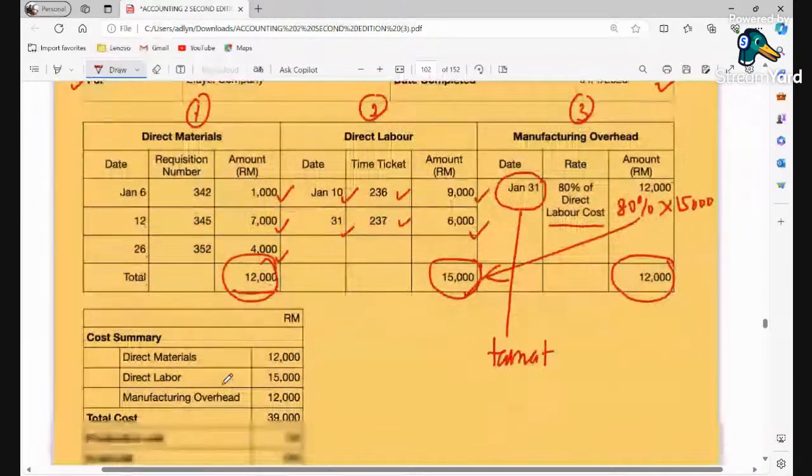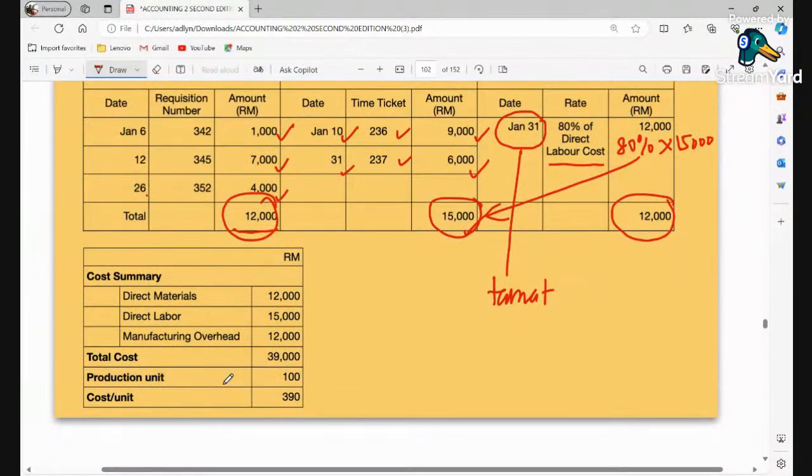Okay, so bawah tu ada summary. So list down everything: direct material, direct labor, manufacturing overhead, and the total cost is 39,000. So how many units are you preparing? Okay, it's 100 units only. Jadi untuk satu silver bracelet tu harga cost dia ialah 390. So bolehlah markup, fikirkan berapa sebenarnya you nak jual pada FIL.